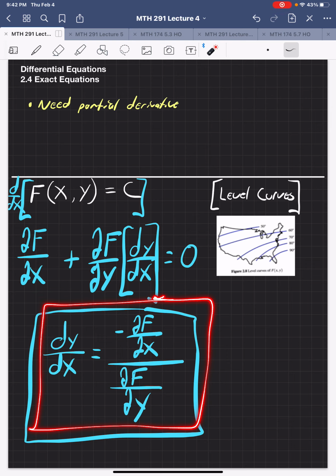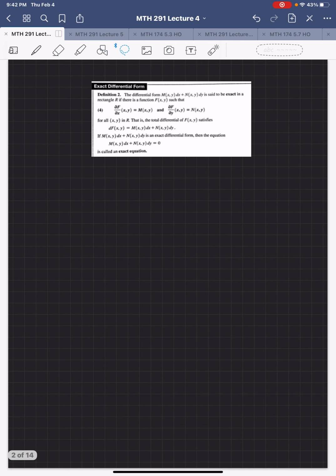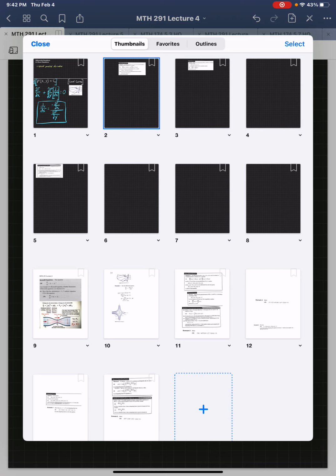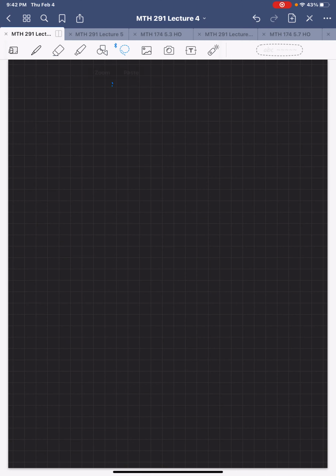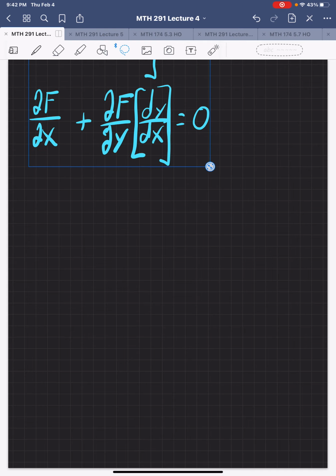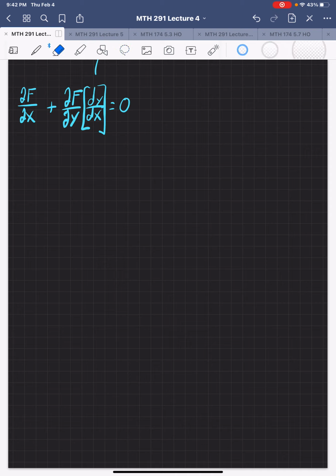But remember, our goal is going to be able to solve the differential equation. So to make this a little bit easier, we're going to go back here. Okay, bear with me here. Let's go back to this part right here where we started.